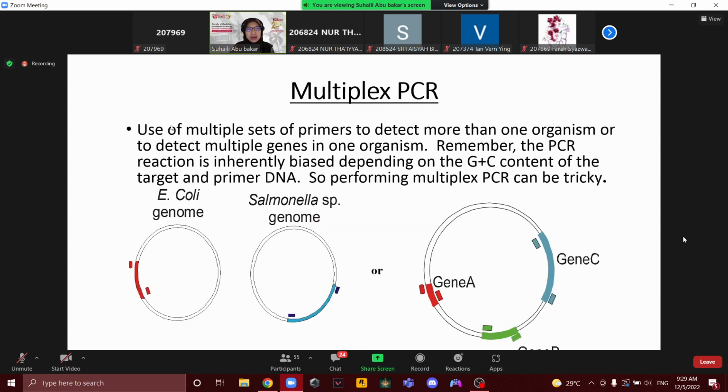Now multiplex PCR. Look at the name: multiplex, multi, more than 1 primer. It is the use of multiple sets of primers to detect more than one organism, or to detect multiple genes in one organism. Either you use multiple primers, or you use one primer but multiple genes. For example, like what I did in my laboratory, I have 2 genes for one sample, so 4 primers.